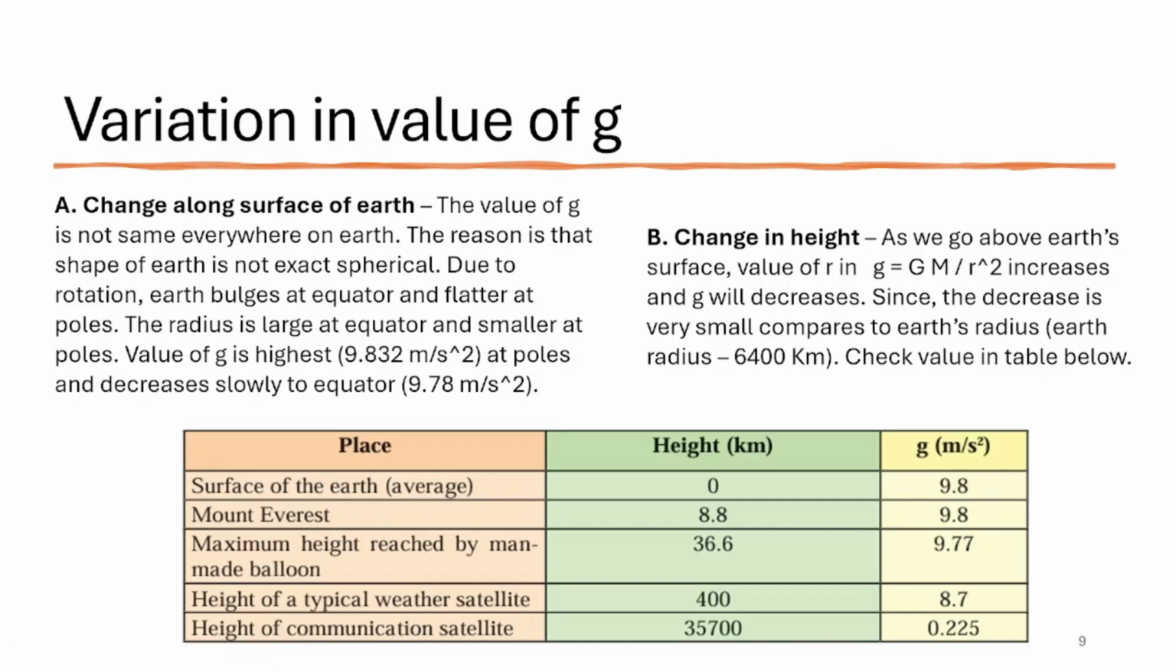Like at Mount Everest, the height is 8.8 kilometers. Up to that point, the value of g is not affected. Beyond that, as you can see, the maximum height reached by a man-made balloon is 36.6 kilometers. Then the value of g will start decreasing. It's 9.77.